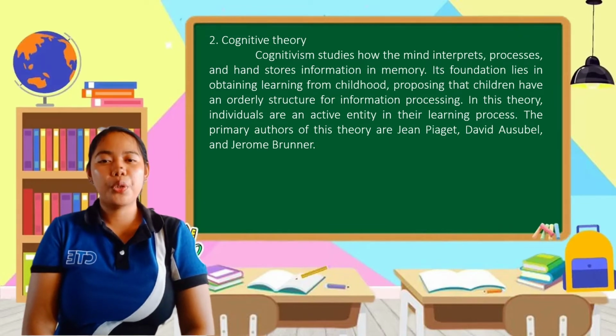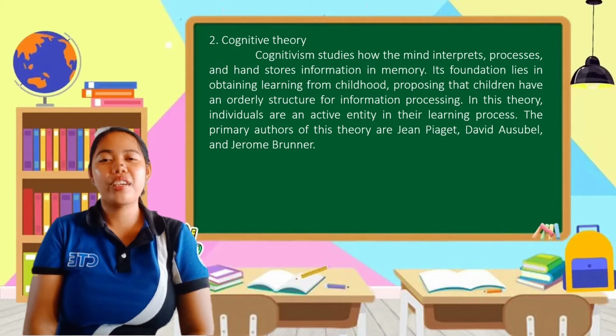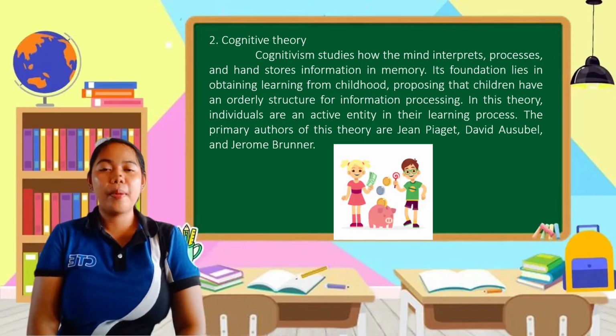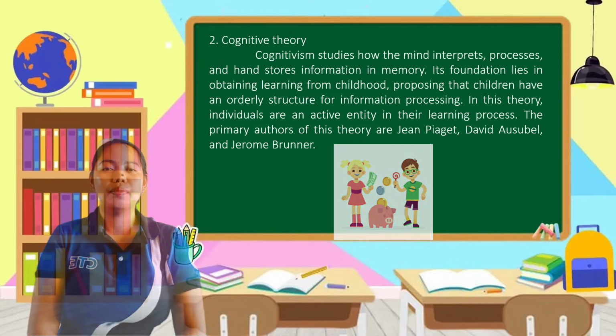Second, cognitive theory. Cognitivism studies how the mind interprets, processes, and enhances stored information in memory. Its foundation lies in obtaining learning from childhood, promising that children have an orderly structure for information processing. In this theory, individuals are active entities in their learning process. For example, when a student learns about addition and subtraction, he is able to transfer that knowledge when he uses it to create a budget to help him save money for a new video game.